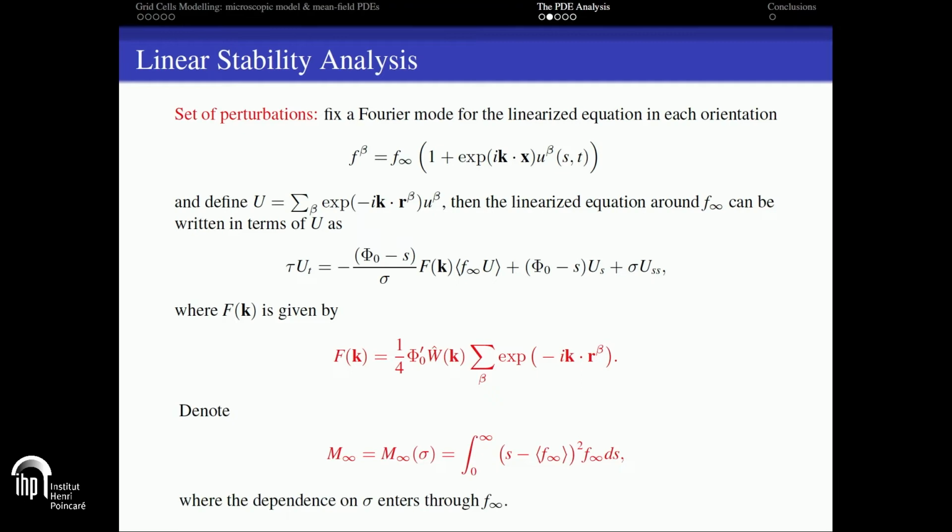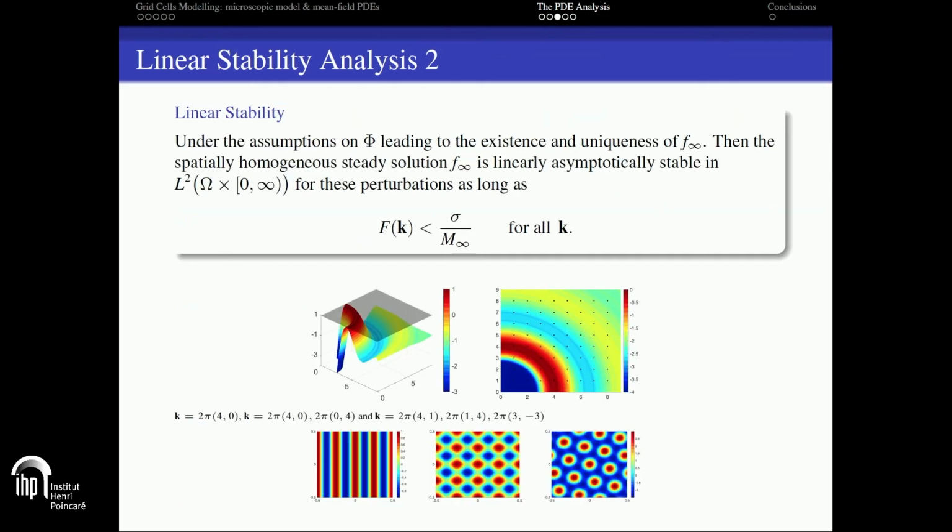And now also let me denote by m infinity, and I just want to point out that it depends on sigma, if you want, that quantity, the variance in some sense around the averageness of the steady state. So what we prove is that under the same assumptions of existence of the steady state, that I don't repeat here, existence and uniqueness of f infinity, then this spatially homogeneous steady solution is linearly asymptotically stable in L2. So it's an L2 weighted, if you want, with f infinity, as long as you have this relation that for every Fourier mode, f hat of k is less than sigma over m infinity.